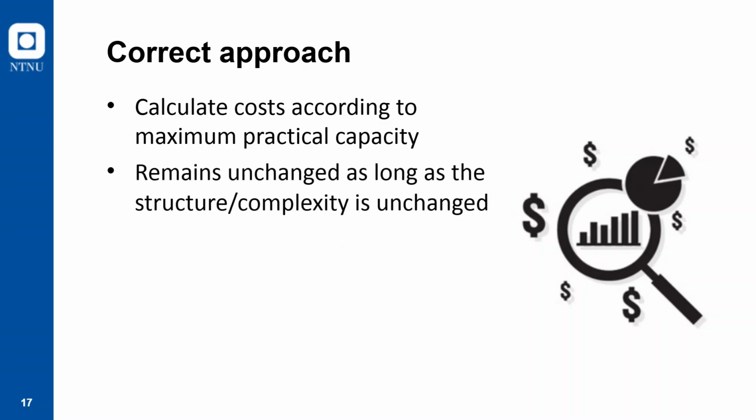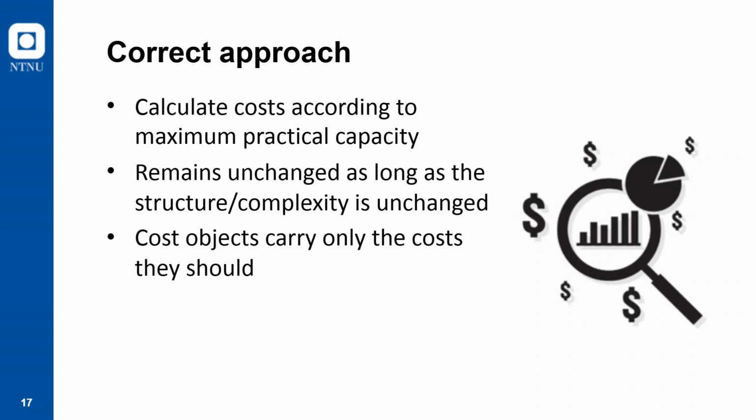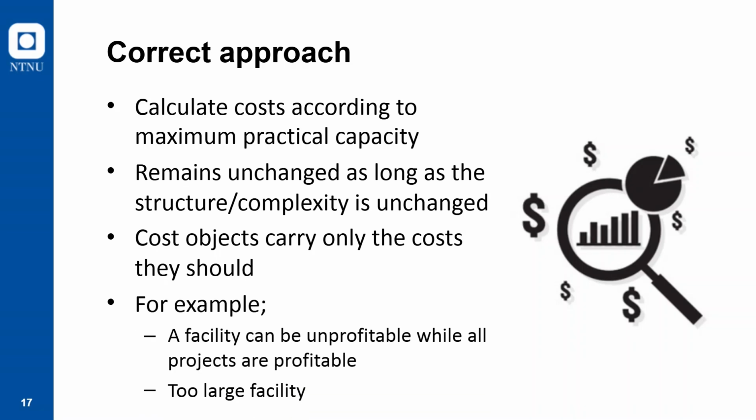This will, of course, remain unchanged as long as the structure and the complexity is unchanged. And cost objects carry only the costs they should. So, for example, you could end up in a situation where you have a facility that is unprofitable, or a factory is unprofitable, while all the products or projects are profitable. That will indicate that basically we have a too large facility or factory. But that's a very important signal to send, because that means we have to do something structurally in order to improve the cost performance.